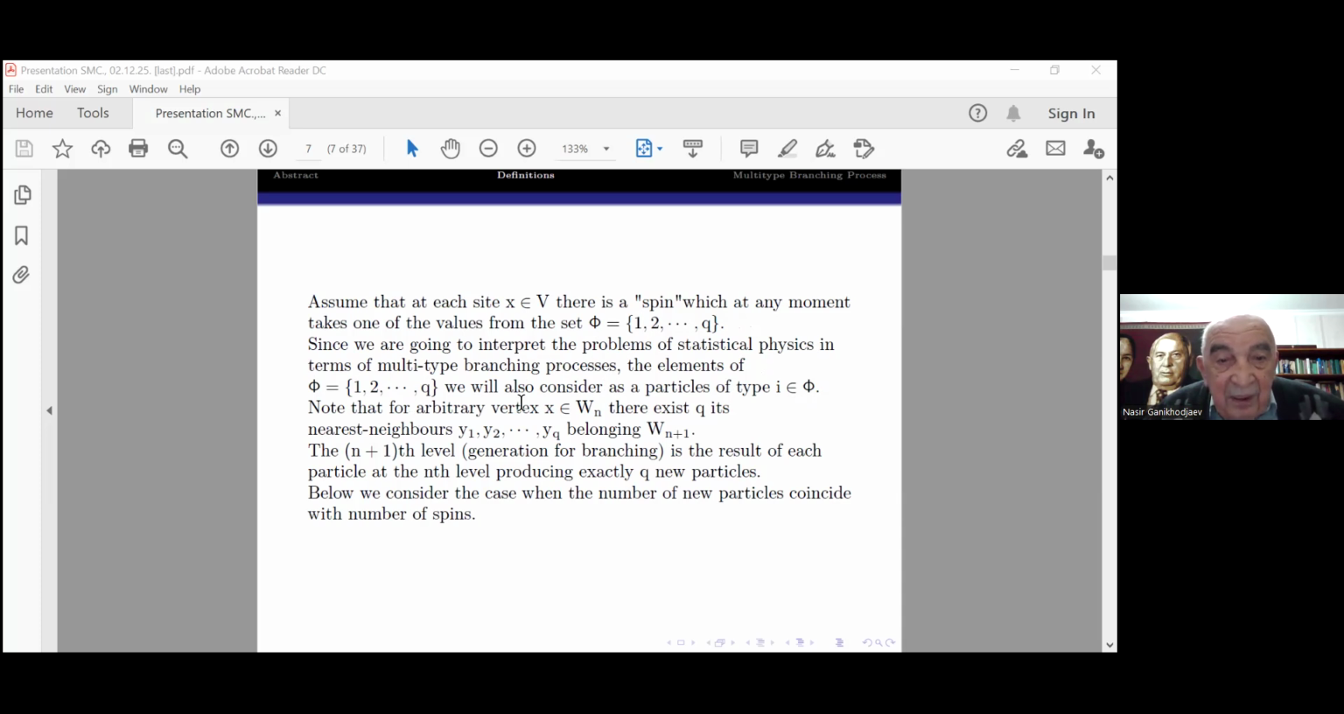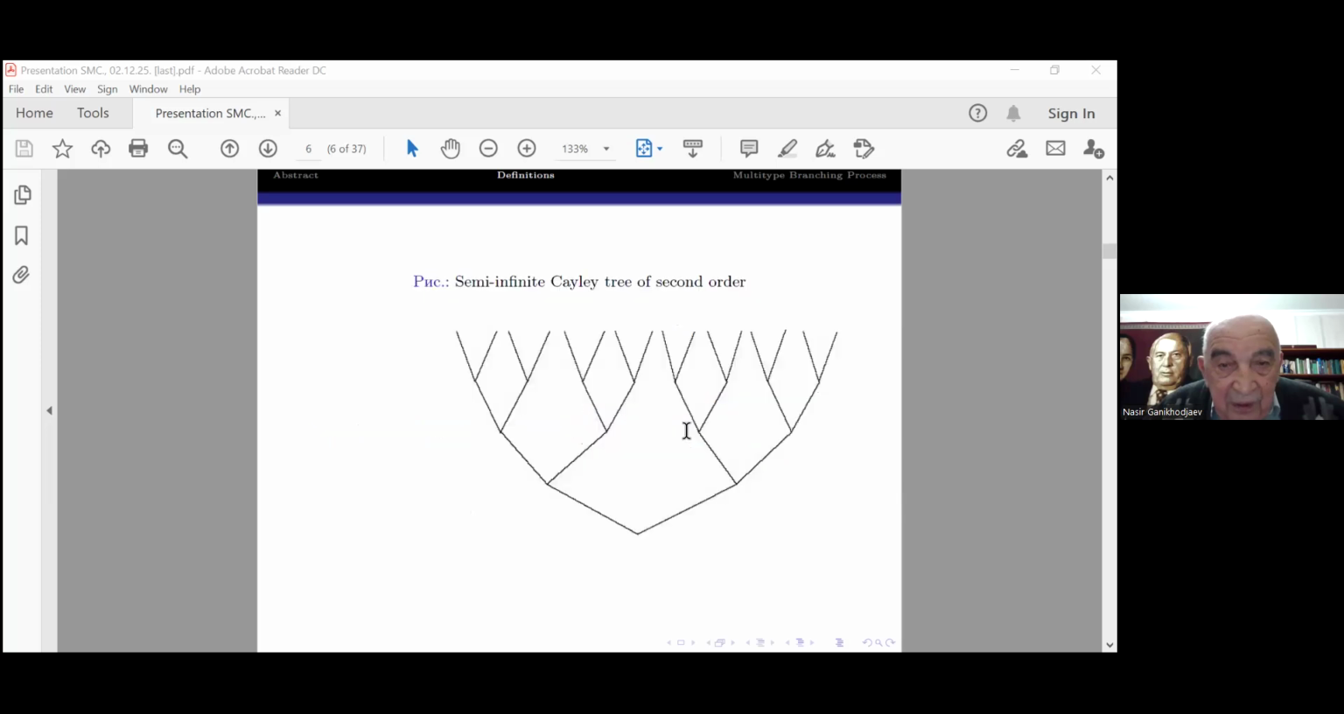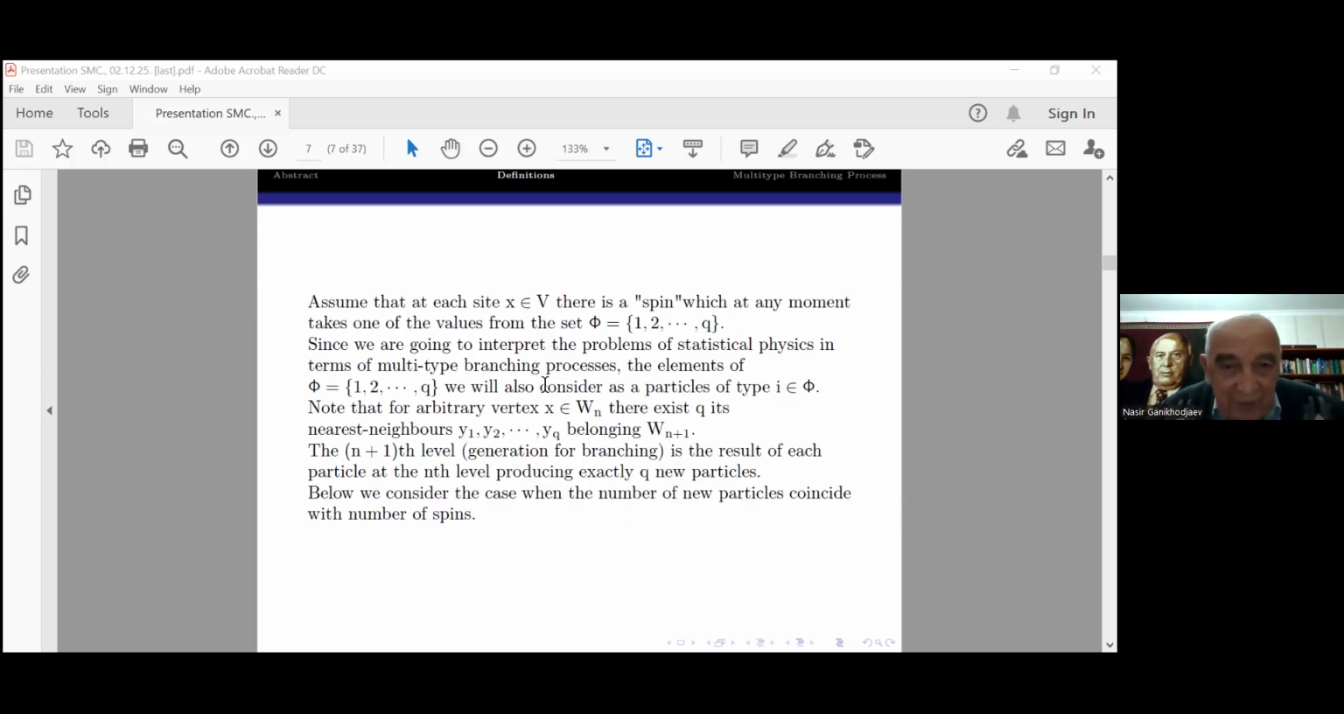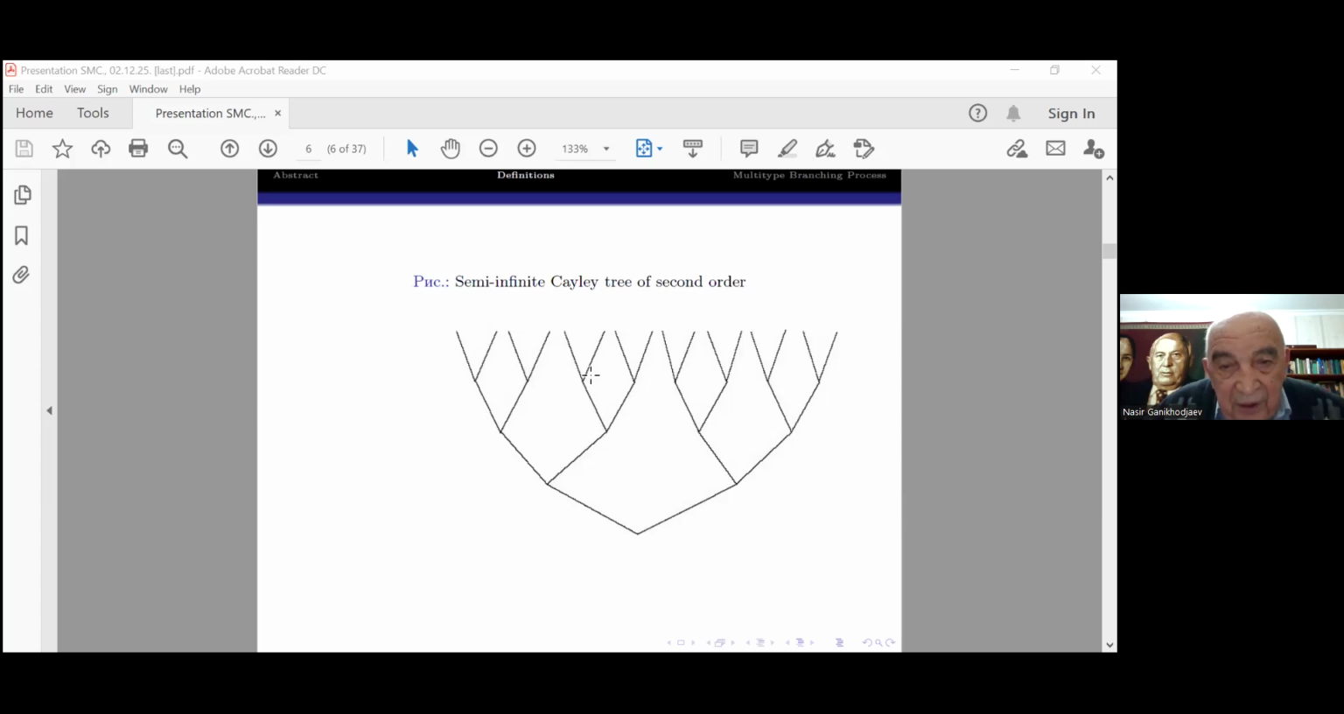Note that for an arbitrary vertex x, there exist q of its nearest neighbors belonging to W n plus 1. So for example, here for this one, we have two nearest neighbors in W n plus 1. The vertices in level n plus 1, we can consider as a generation for branching, which is the result of each particle at the nth level producing exactly q new particles. So for example, here this particle will produce exactly these two.